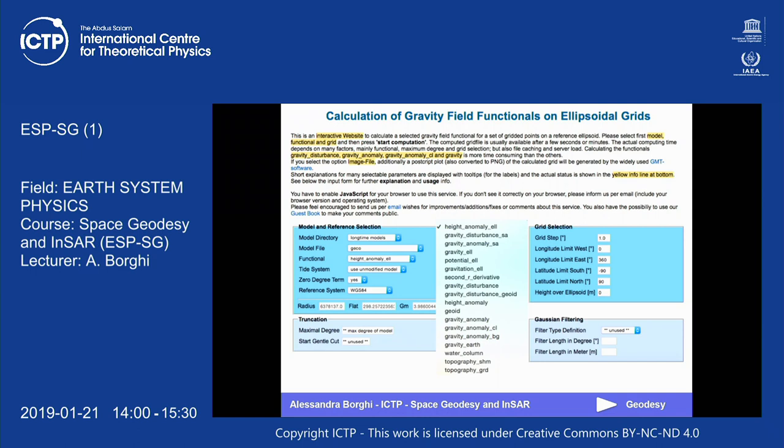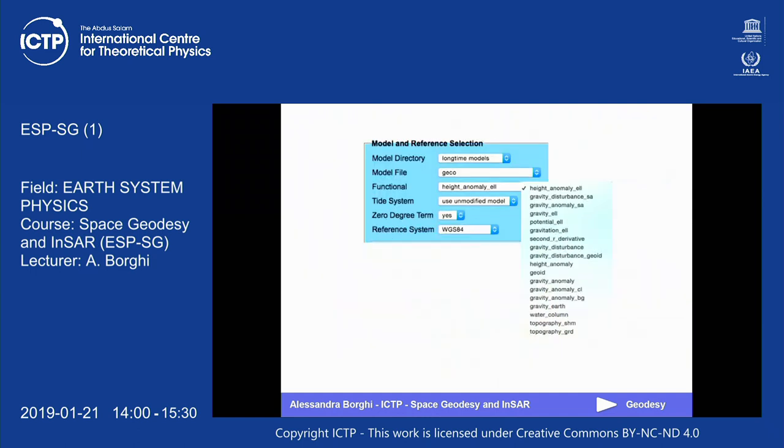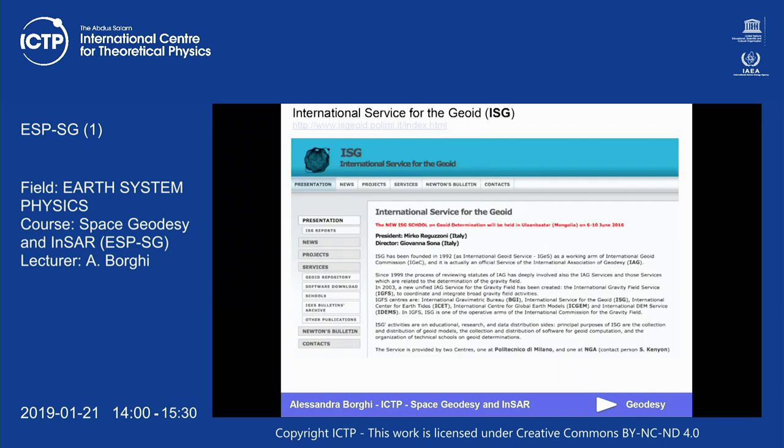And we can use a reference system, for instance WGS84. If you need a geoid, the geoid undulation is the distance between the geoid surface and an ellipsoid. So you have to define which ellipsoid, or give information about the coordinate system of the point where you want to compute the geoid undulation. For this reason, you have to fix a reference system. Okay, and you can have a grid selection, this is a global grid. This is a zoom with respect to the previous slide.